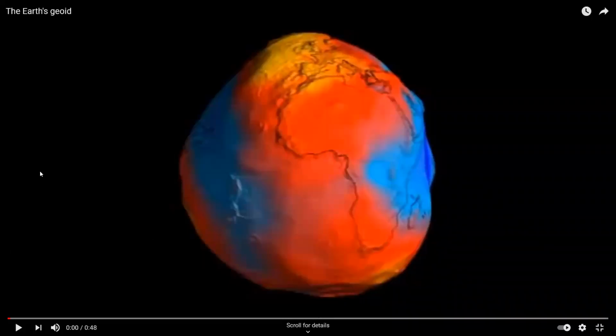Hello, everyone. I thought I'd start off this class with playing a little video for you that gives you an idea of the shape of the Earth based off of the geoid. If the geoid were zero elevation, this is kind of what the shape of the Earth would look like.